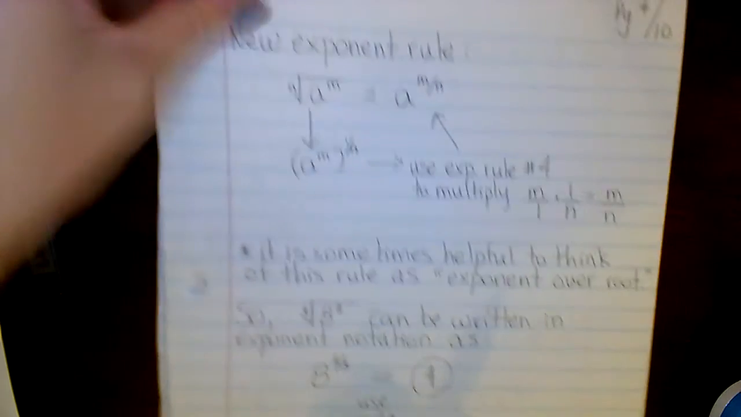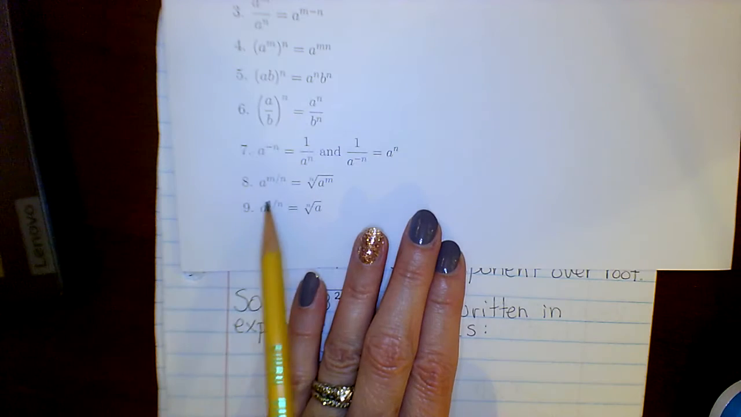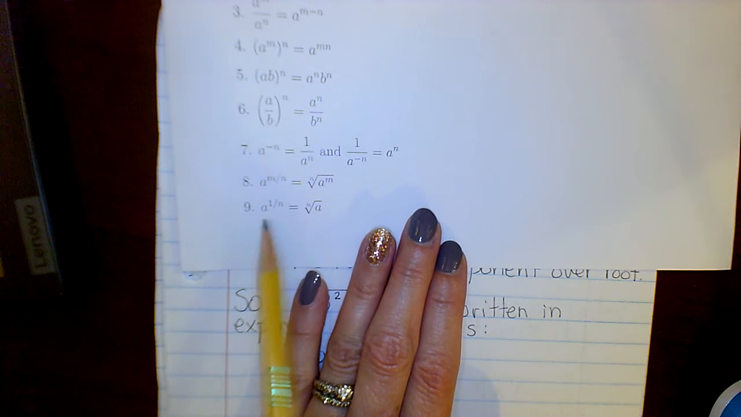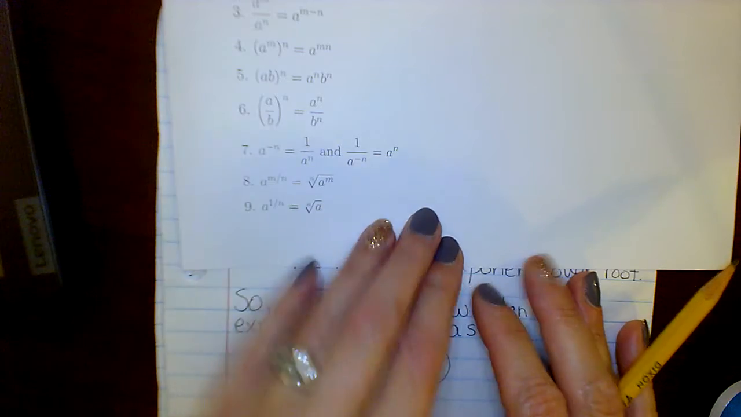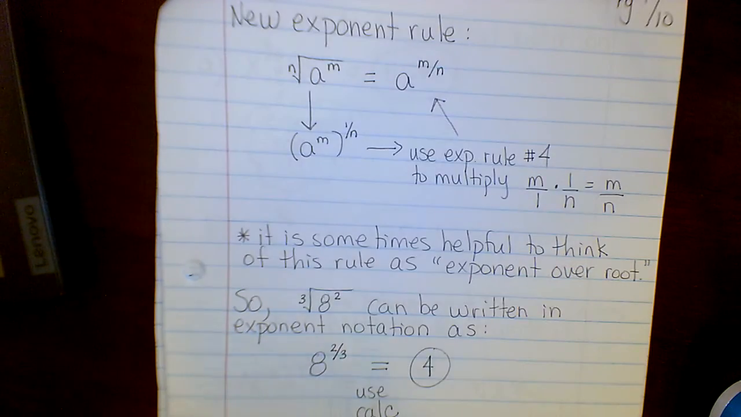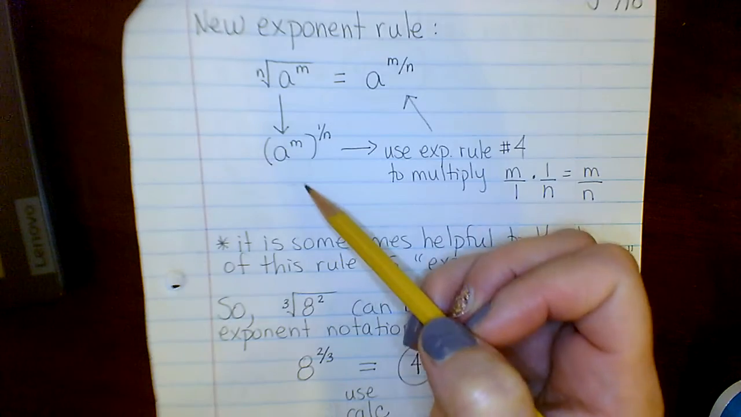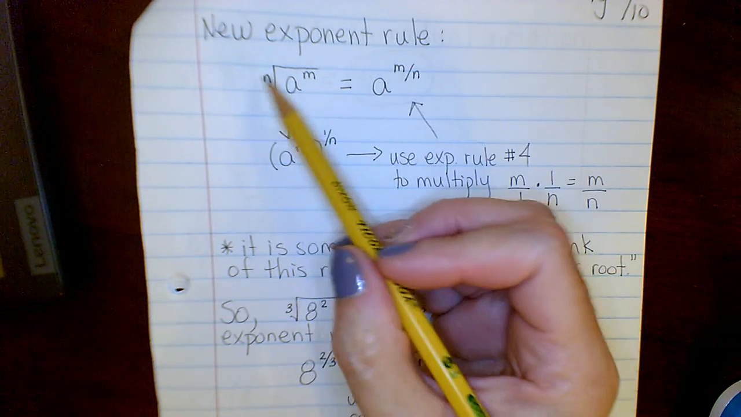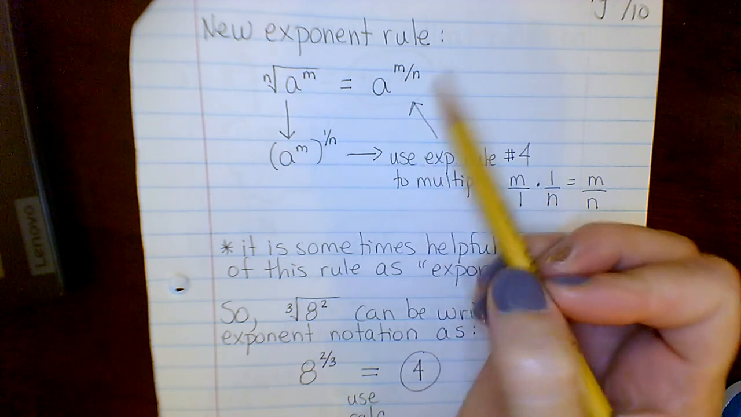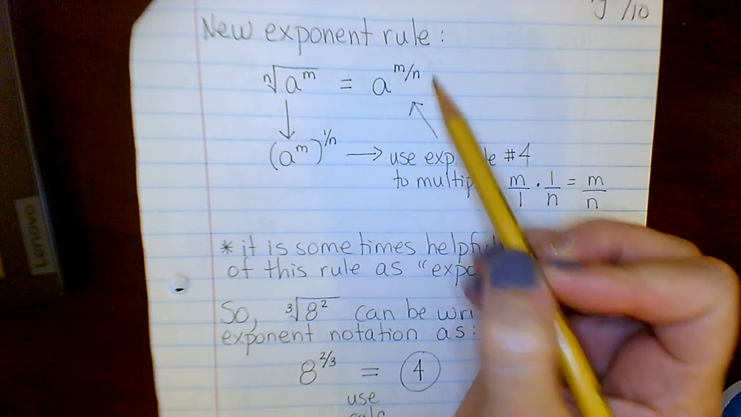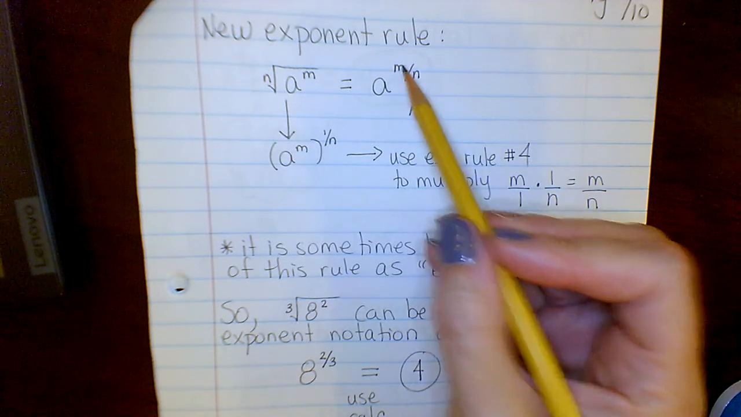Alright, so let's talk about a new exponent rule, and that's going to be number 8. I didn't actually have to put number 9 on there, and I'll explain that one later. This is a special case of number 8, but number 8 is the one I'm about to talk about. So this rule says that if you have the nth root of something to the m power, you can rewrite it in this rational exponent form as m over n.